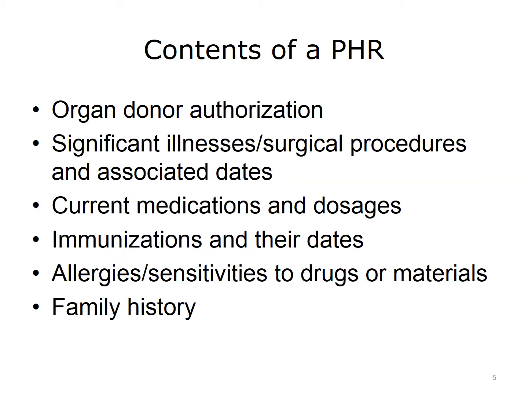PHR content should also include organ donor authorization, a list and dates of significant illnesses and surgical procedures, current medications and dosages, immunizations and their dates, allergies or sensitivities to drugs or materials such as latex, important events, dates, and hereditary conditions in your family history.